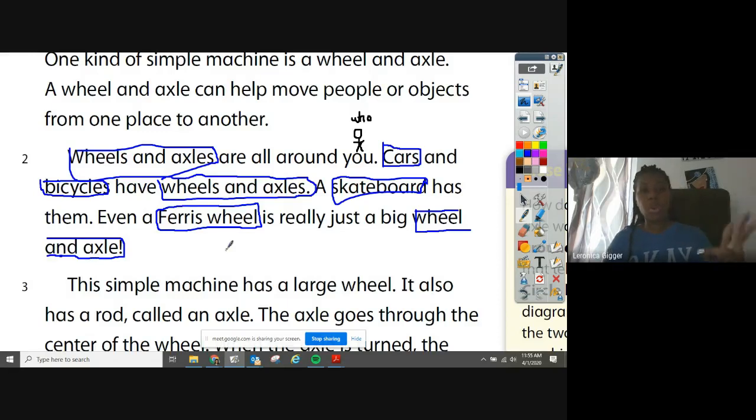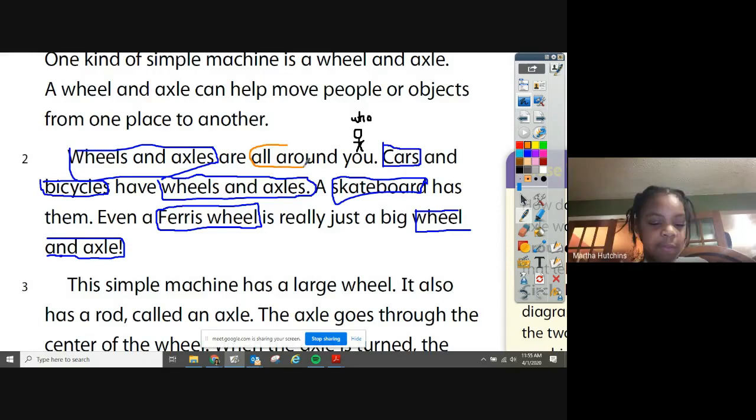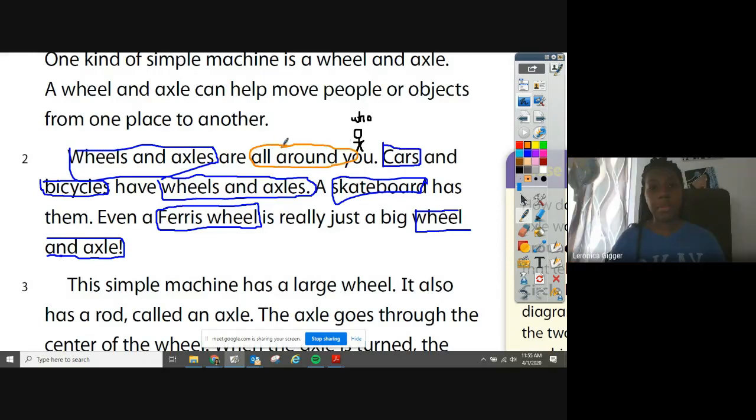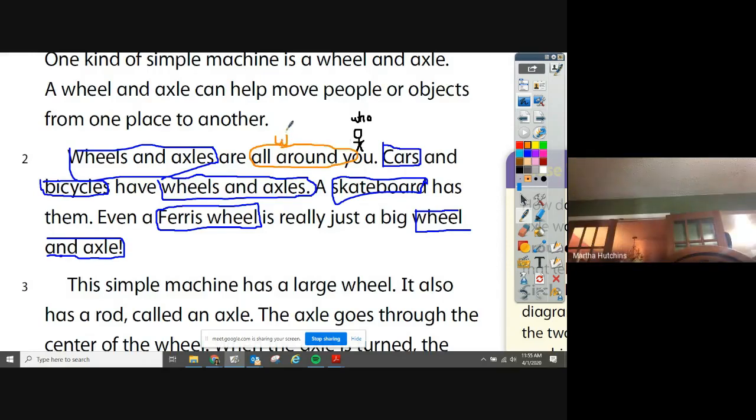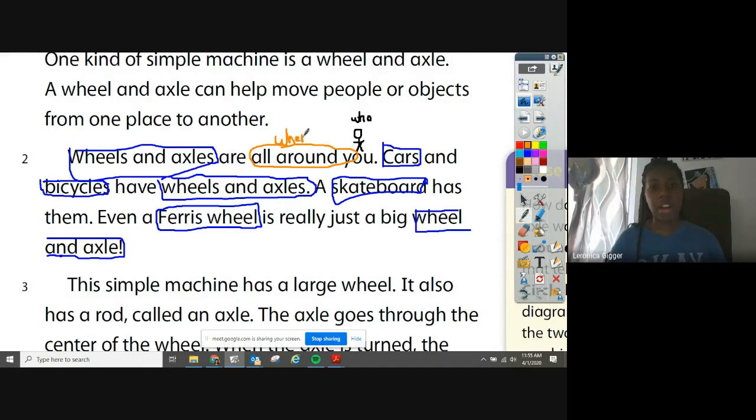Who, what, when. Do we have any when words? No. All right. Do we have any where words? Yes. All around. This tells me where it's happening.